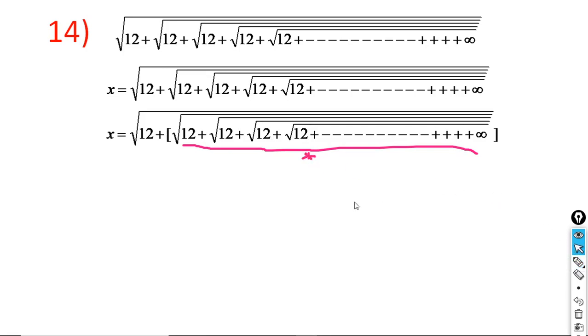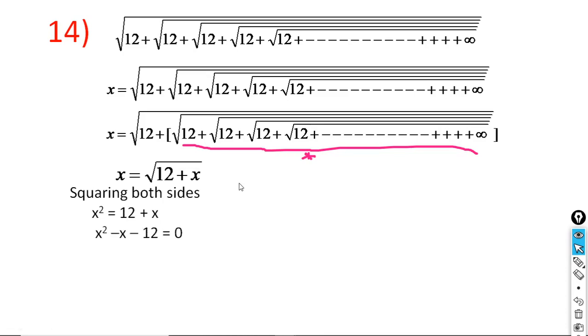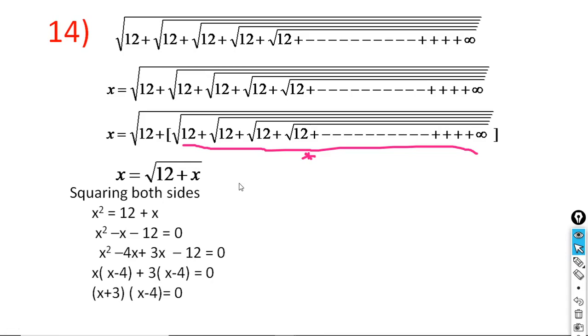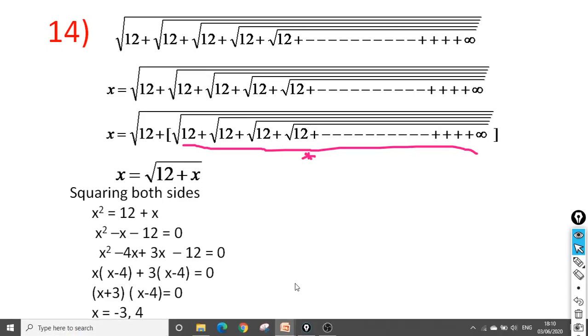So in the next step, it can be written as x equals root of (12 + x). Once we reach this step, we'll simplify this by squaring both sides. We get x square is 12 + x, and we get a quadratic equation which can be solved, and the value of x can be 4 and -3. So by solving this expression, you get the value of x as 4 and -3. Mostly we consider the positive value here.